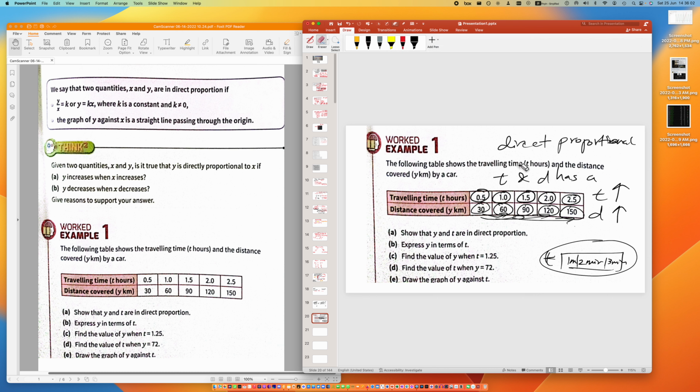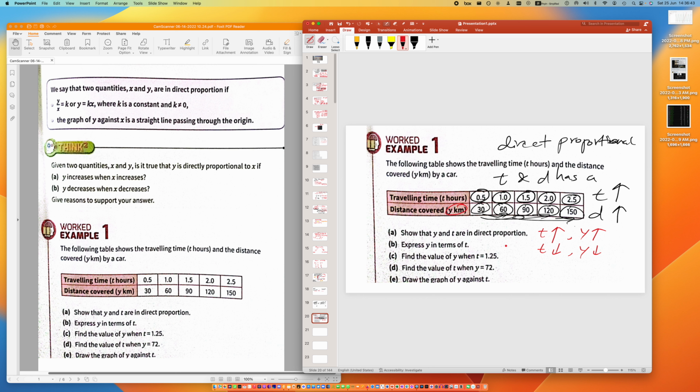Okay, good. So now if you look at this, show that y and t are in direct proportion. Very easy. Just tell that t goes up, or over here they use y, y goes up. So that's it. If reversed, time comes down, the y also goes down. So both are up, both are down. These are direct relationships. Does it make sense? Okay, good. Express y in terms of t. So now they ask you to express.